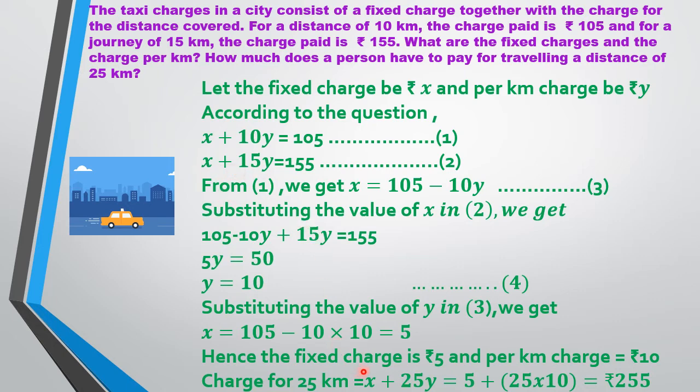x is the fixed charge. But now we are going to replace these variables because we are already having their values with us. We are having x is equal to 5, so replace x with 5 and you replace y with 10. So 5 plus 250 is 255.